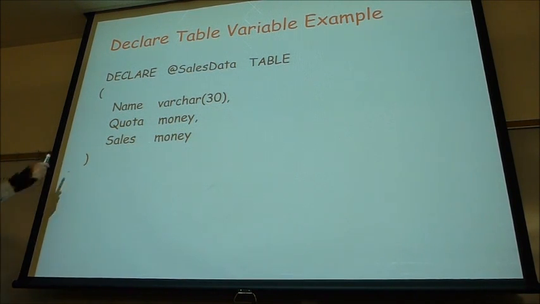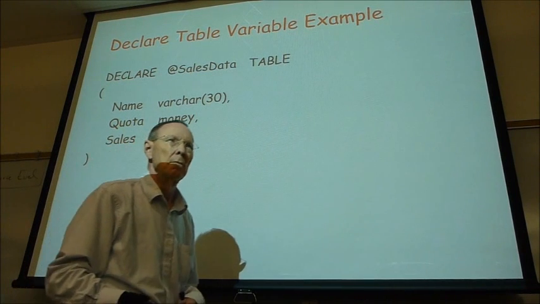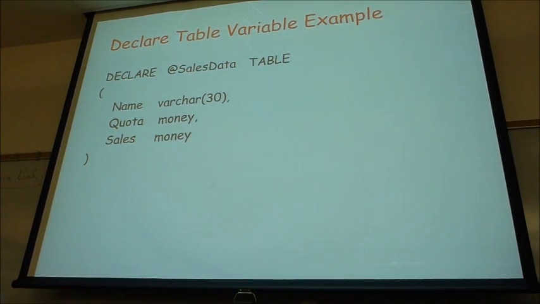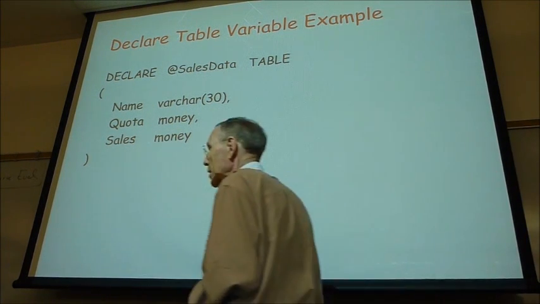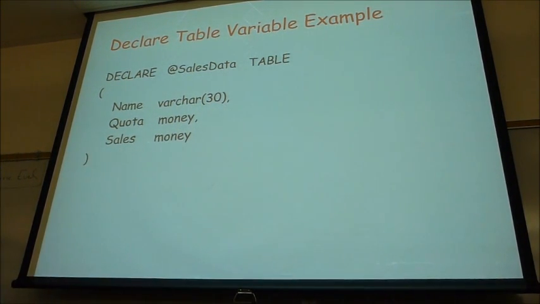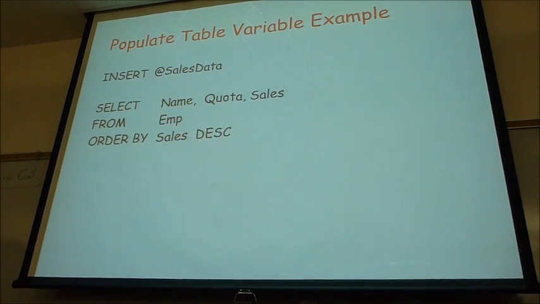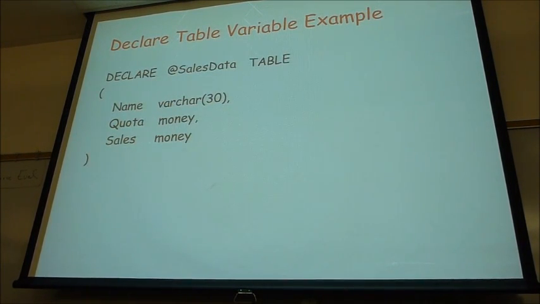And I'm going to name 3 columns. Usually I'm going to put the same names that I'm going to be getting from the table I'm getting these names from. So we've got the employee table or something like that. Yeah, employee table. Got sales data in there, our salesman table. It's got the name of our salesman, his quota, and his sales. That's all we were interested in.